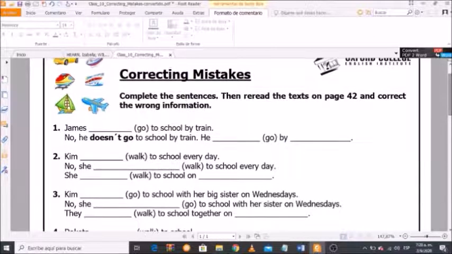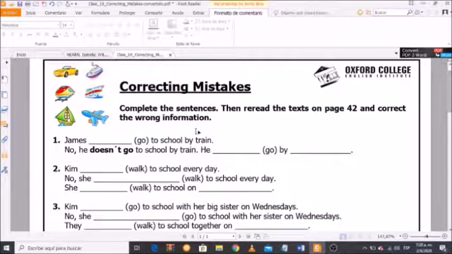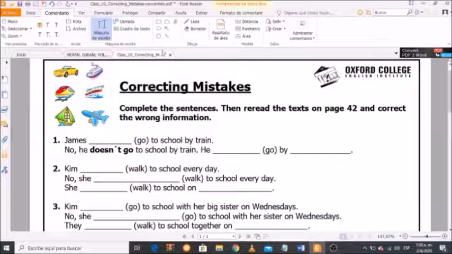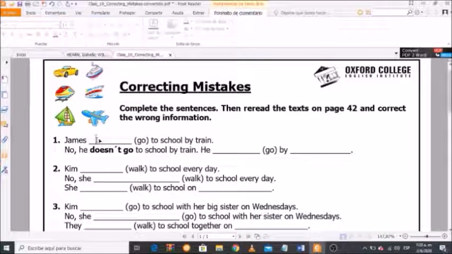Okay, so let's do the first one. It says, James to school by train. So we have to complete these sentences using the verb go. So what do we write? James go to school by train. Is this correct? Okay, very good. No, James goes to school by train.